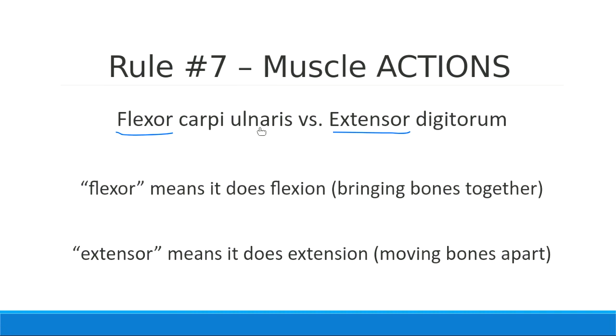And again, please, if it has more than one word in its name, read the question slowly, because I would hate for you to tell me that the extensor word means the action of the muscle, but I wasn't asking you about extensor. I was asking you about digitorum. So please read these questions carefully.